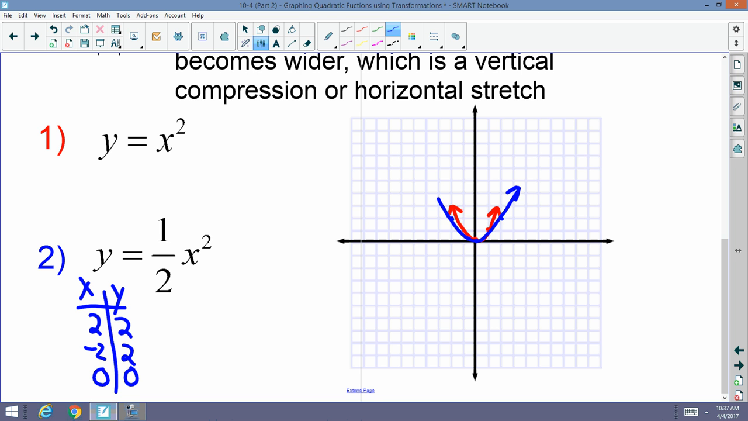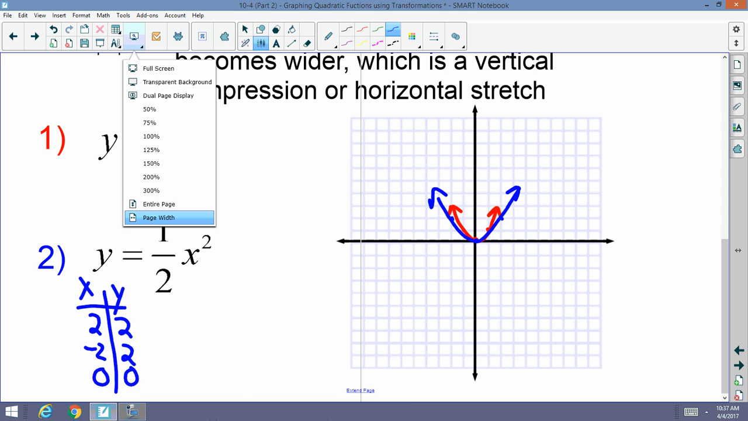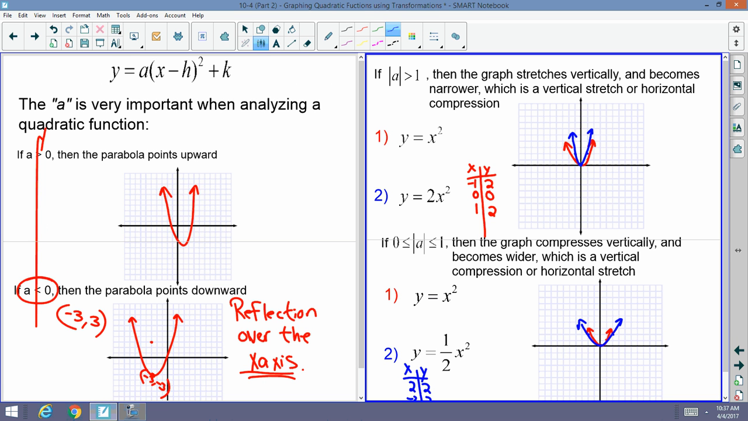Do you guys see how that is wider? You with me here, guys? So A is super powerful. If A is positive, it's pointing up. If A is negative, it's going down because it's a reflection over the x-axis. If the absolute value of A is greater than 1, I get narrower, okay? It's a vertical stretch. If my A is between 0 and 1, if it's a fraction or a decimal, my graph gets wider. It's a vertical compression, okay? You feel me here, guys? Okay, let us continue.